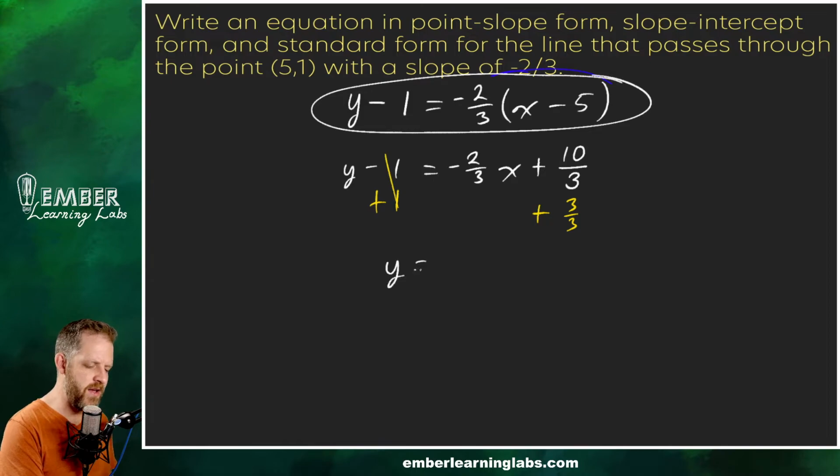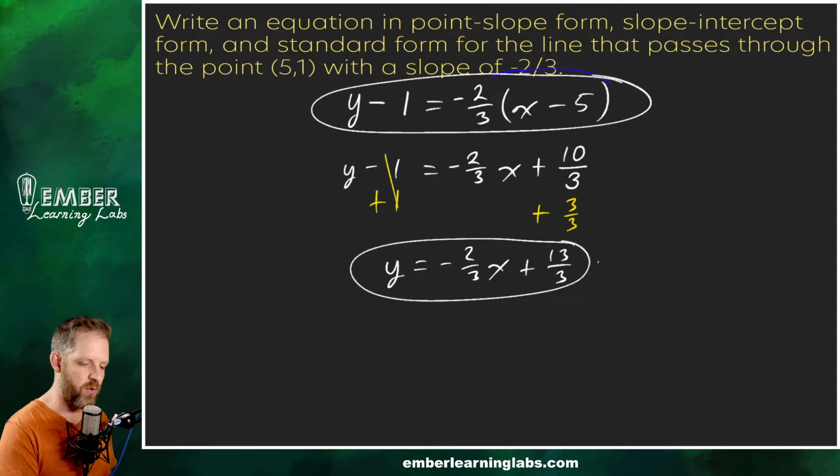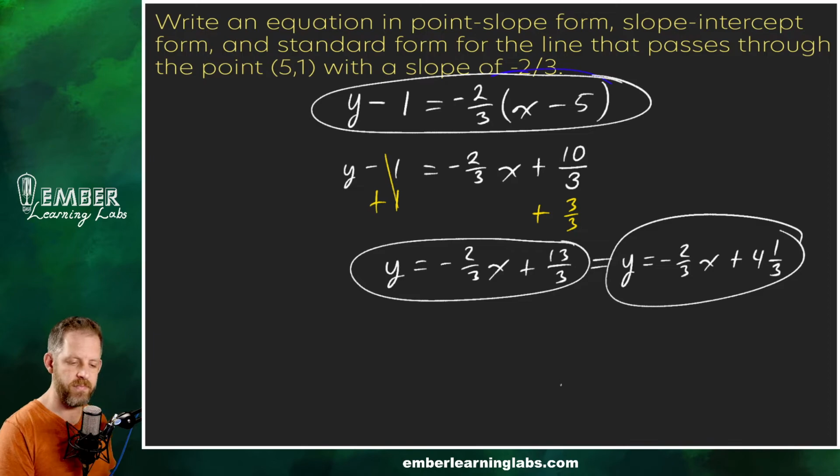So y equals -2/3 x plus 13/3, which we could leave there, or if we wanted to make it more graphable, we could also convert 13/3 into a mixed number. So y equals -2/3 x plus 4 1/3, right? So there it is in slope-intercept form. Easy peasy.